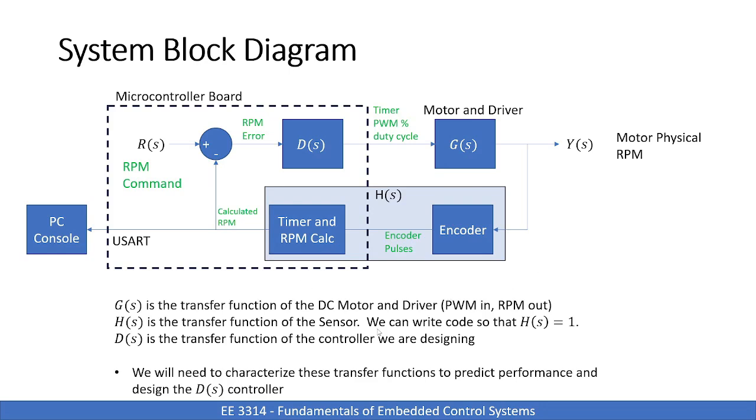So it's always good to write the code so that that H of S feedback block has a transfer function of 1. You want your sensor and your calculations, whatever you have to do, to make the calculated RPM equal whatever this physical parameter is that you're measuring. Okay, so we need to characterize these transfer functions so that we can design this D of S controller.